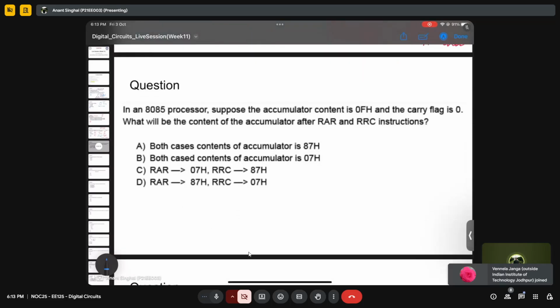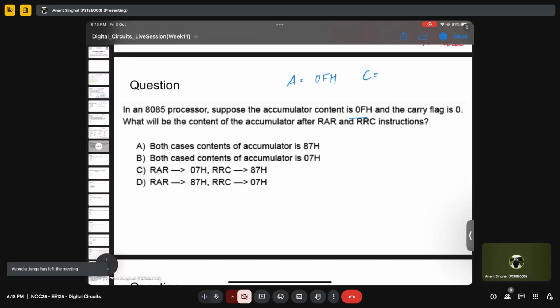Okay, this is a very good question. If you already know the concepts of microprocessor, this is actually a good question. You can try this out. It says in an 8085 processor, we have accumulator content 0FH. Then the carry flag contains 0. It asks what will be the content of the accumulator after these instructions.